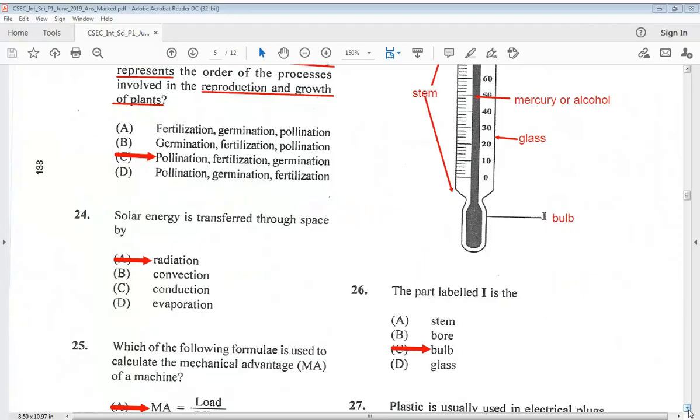24. Solar energy is transferred through space by? The answer is A. radiation. B says convection, C says conduction, D says evaporation. So the answer is A. radiation.